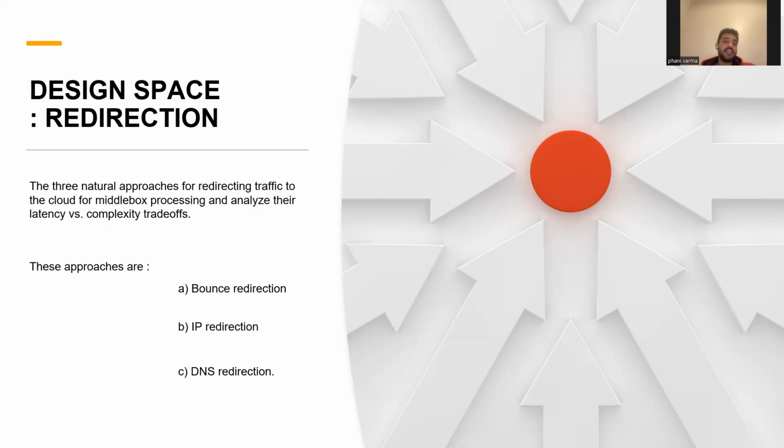Firstly, design space redirection has three natural approaches for redirecting the traffic to the cloud for middle box processing, analyzing the latency versus complexity trade-offs. In this design space redirection, we have three approaches. As we see here, one is bounce redirection, another one is IP redirection, and the third one is DNS redirection.